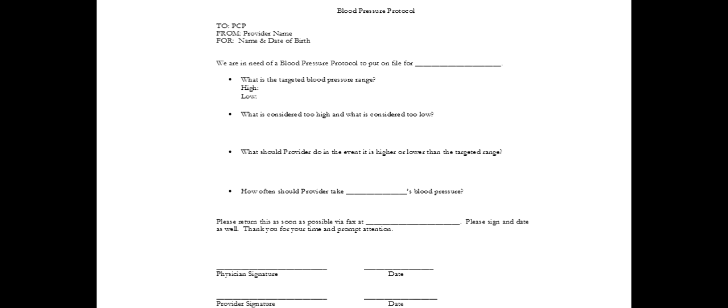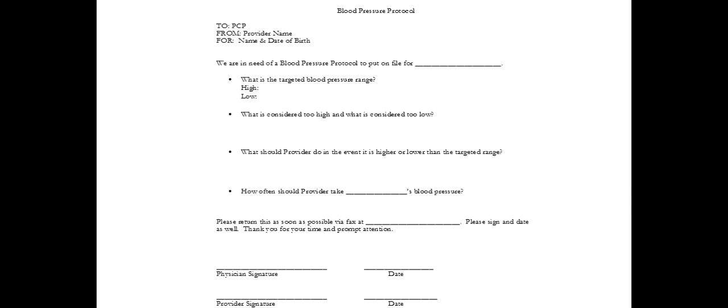The last one that we're going to talk about is the blood pressure protocol. We also have a blood pressure and a heart rate protocol. It really just depends on what this person needs. So this blood pressure protocol is for individuals who have high blood pressure or perhaps low blood pressure that we are treating with medications, and we are going to be taking their blood pressure on a fairly consistent basis.